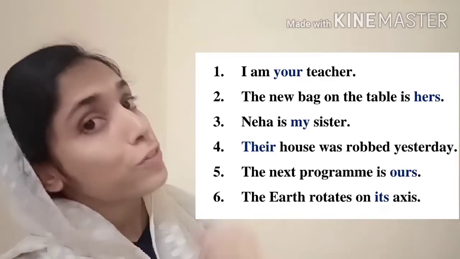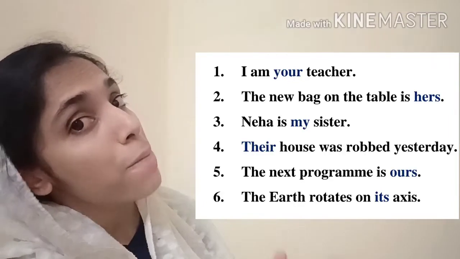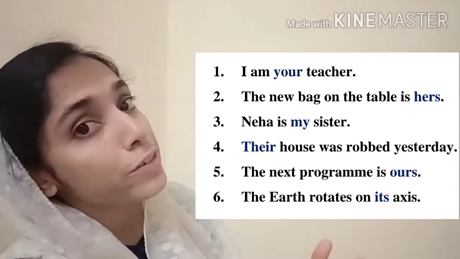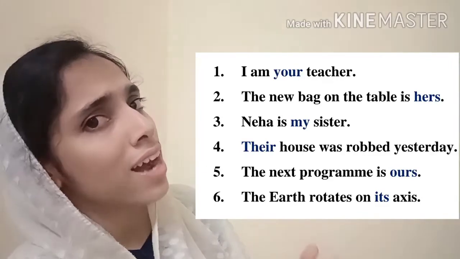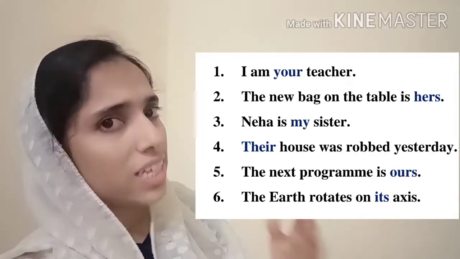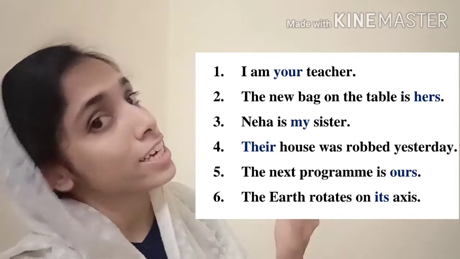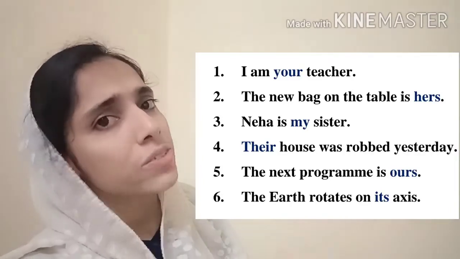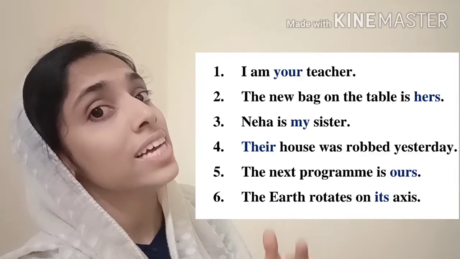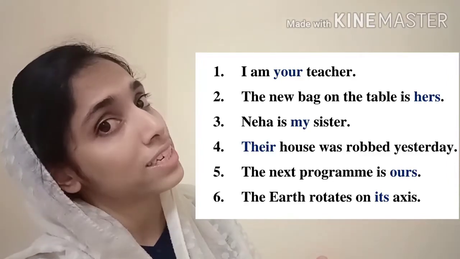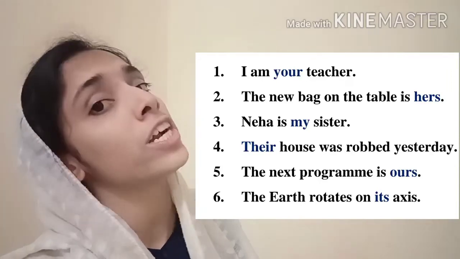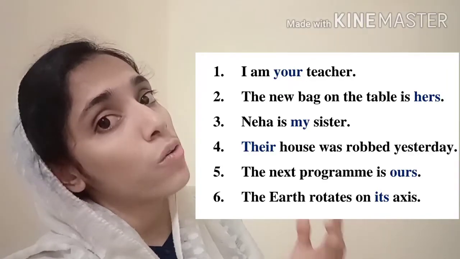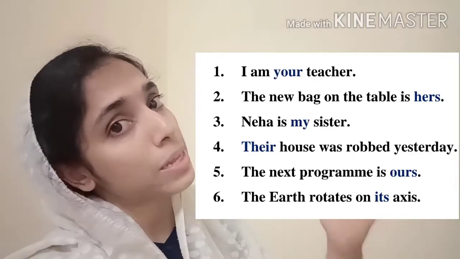Okay? Fifth one, the next program is ours. Here we have used the possessive pronoun ours because we can't see a noun after that, right? Do you see a noun after it? No. Here what is being replaced is a noun. Can we put our here? No. To put our, there must be a noun there. Before a noun, what do we use? Only the possessive determiner. The possessive pronoun ours is used here, because here the noun, the program, is being replaced.